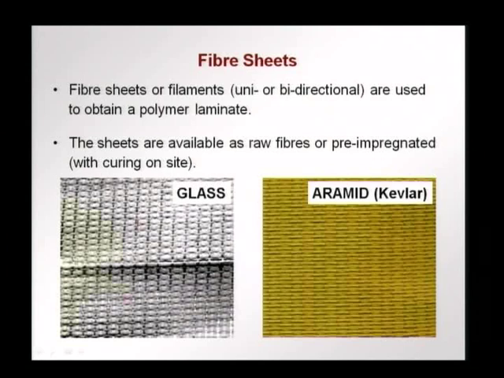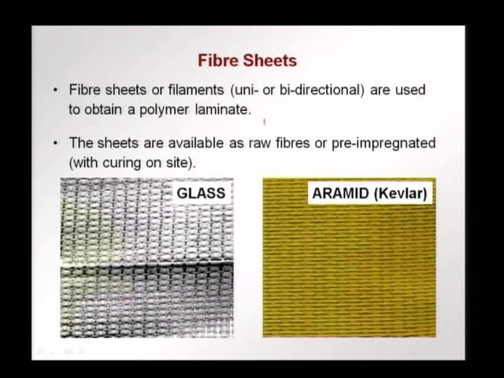Okay. So let's look a little bit in detail at the fibers that are used in FRP applications. Generally, as I said, we have glass, carbon and aramid. The fiber sheets or filaments of the fibers are normally unidirectional, in some cases they could be bidirectional, and this is finally used to create a polymer laminate.